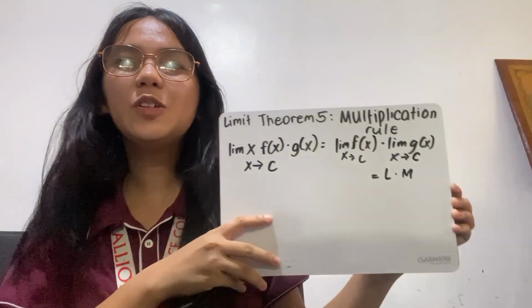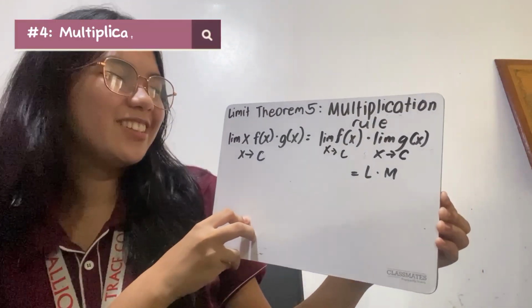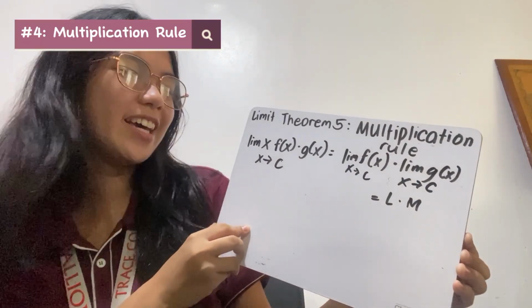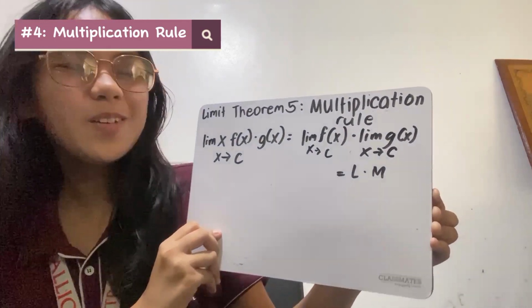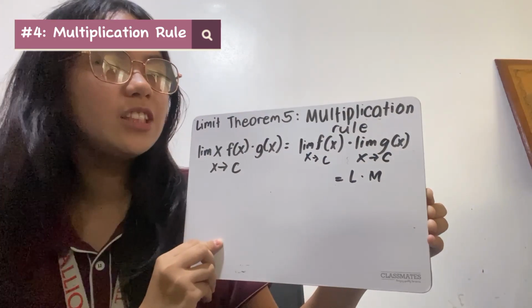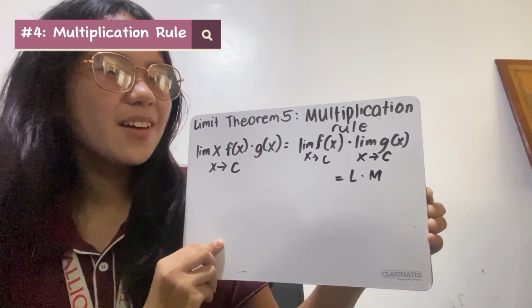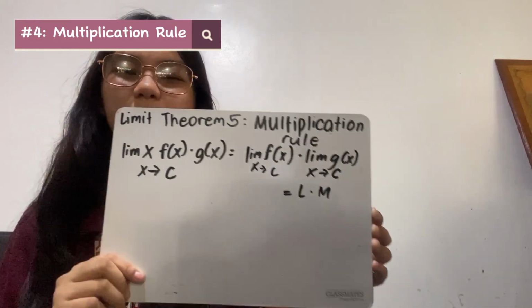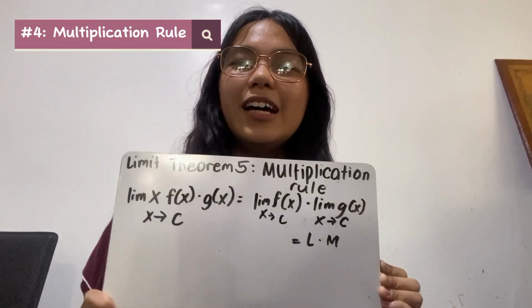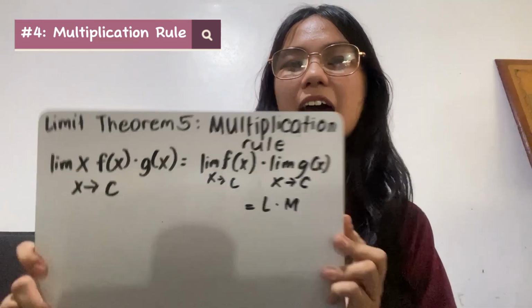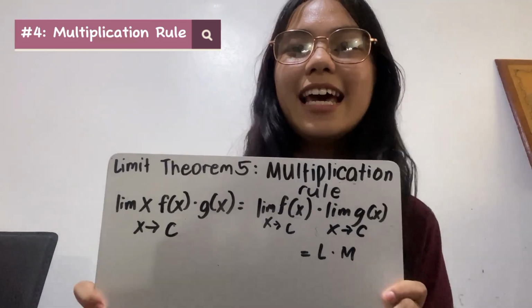Hi guys! Ngayon tuturo ko naman po ang multiplication rule. So it is denoted as limit of f of x times g of x as x approaches c is equal to limit of f of x as x approaches c times limit of g of x as x approaches c is equal to L times M. So since natutunan na natin yung mga basics at yung addition theorem din, parang similar lang siya sa ganun, pero this time multiplication. So magbigay tayo ng example.